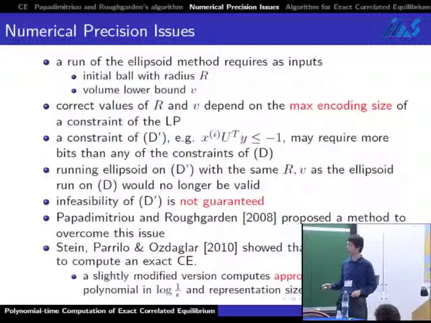Papadimitriou and Roughgarden in their paper talk about this issue and actually proposed a method to overcome it. However, recently Stein, Parrilo, and Ozdaglar have shown that there are certain flaws in their argument, and the algorithm as proposed would be insufficient to compute an exact solution. So they furthermore give a slightly modified version that computes an approximate solution efficiently.